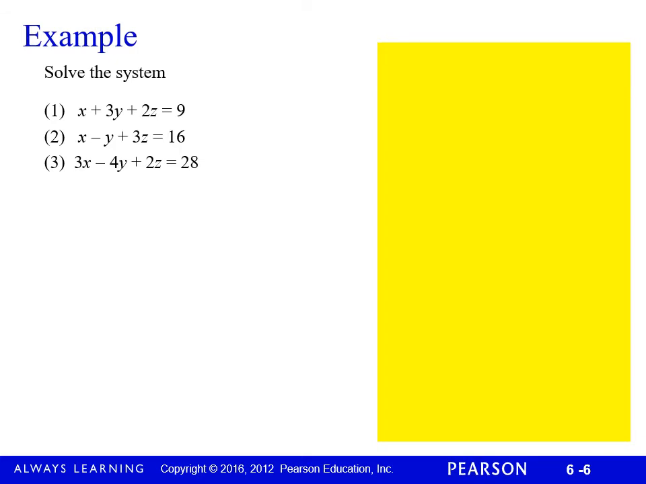So let's look at how this goes. It's a bit complicated. Solve the system: x plus 3y plus 2z equals 9 is equation 1. Equation 2 is x minus y plus 3z equals 16. And then the third equation is 3x minus 4y plus 2z equals 28.